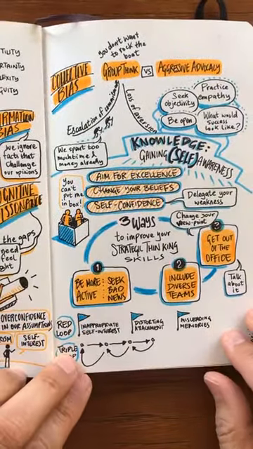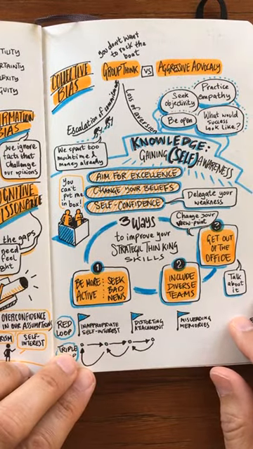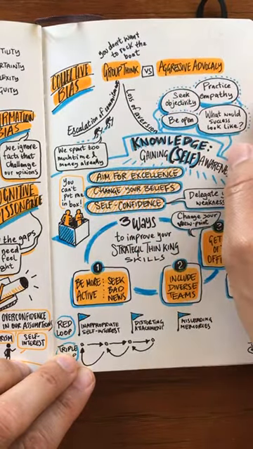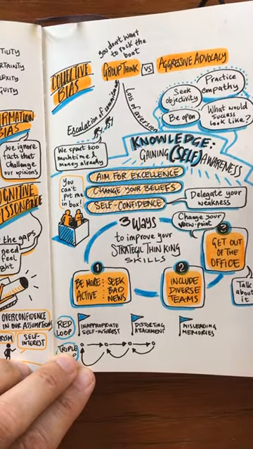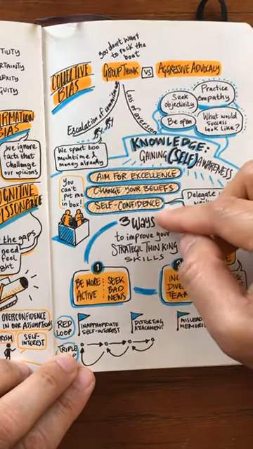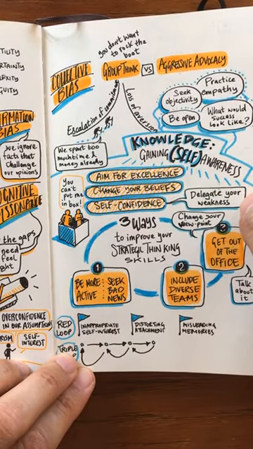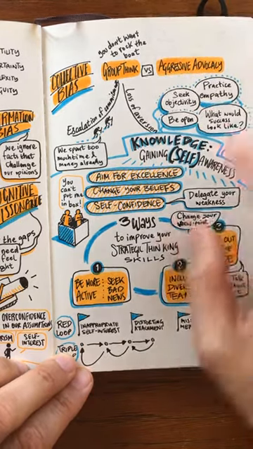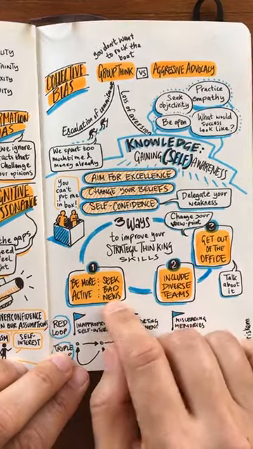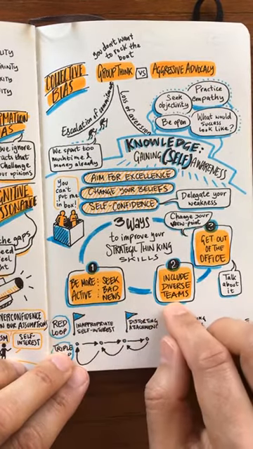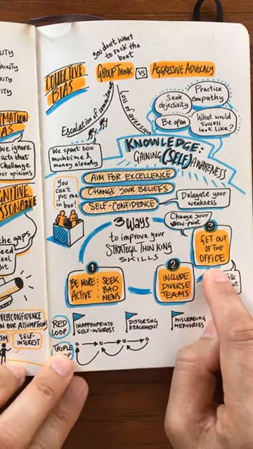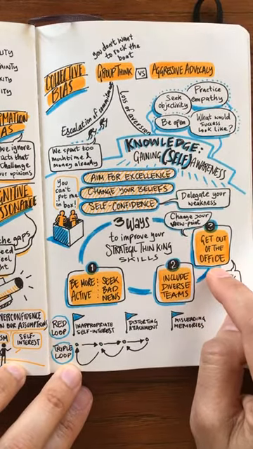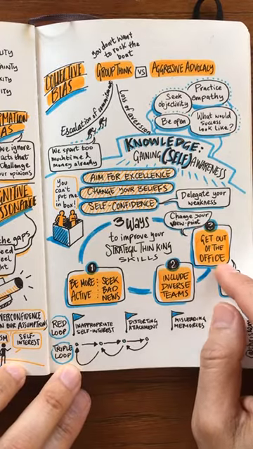Coming up with ideas. Groupthink versus aggressive advocacy. Aim for excellence. Change your beliefs. Self-confidence. Delegate your weaknesses. 3 ways to improve your strategic thinking skills. Be more active. Include diverse teams. Get out of the office. Yeah. That's a tricky one right now.